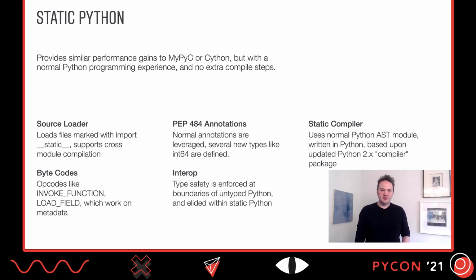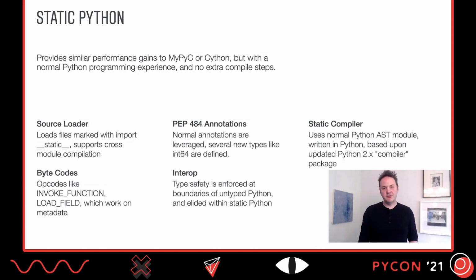Another experiment we've been working on is something that we call static Python. This provides you with the performance gains that you get from something like MyPyC or Cython, but you just use normal Python files and load them at runtime like normal. This all starts with a source loader, which recognizes files that have been marked with an import __static__. It supports cross-module compilation, and so it will go off and analyze other modules that the static module is importing as well. There's a new set of bytecodes for static features, things like invoke function and load field, and rather than taking simple parameters like what attribute to load, it takes a descriptor which indicates the class and the field that we're loading it from, and that can be bound more efficiently at runtime.